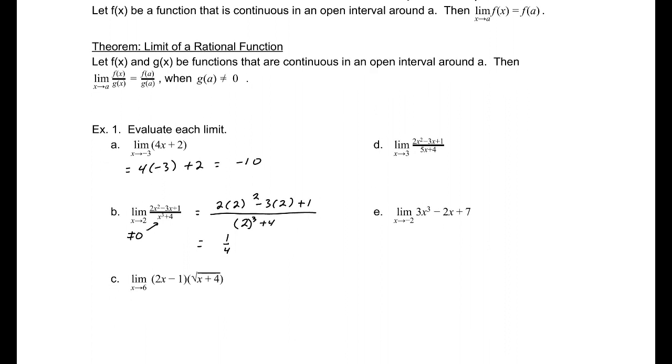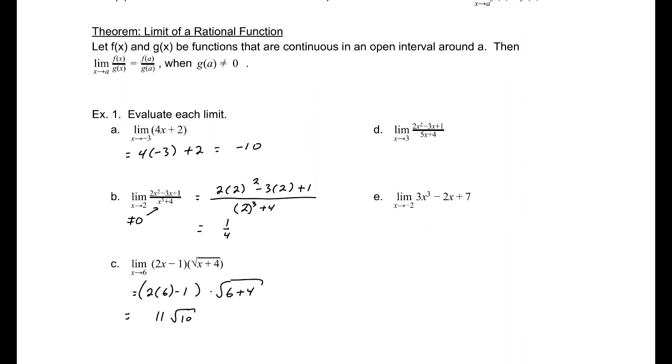All right, part C, both of these are continuous functions. Okay, a radical function is also continuous. I did not list that, but that is one to know. We can plug in the value of 6. So 2 times 6 minus 1 times the square root of 6 plus 4. So that will be 11 square root of 10. And that's the value of the limit. We can just evaluate it as long as we're not dividing by 0 and they're continuous.